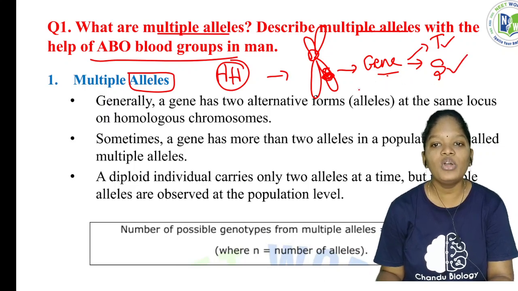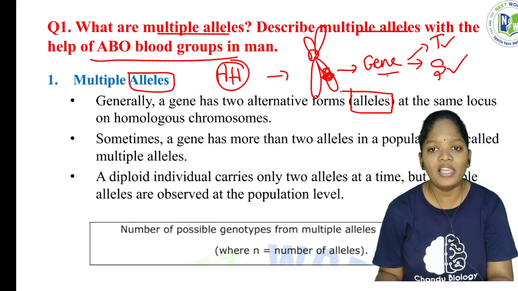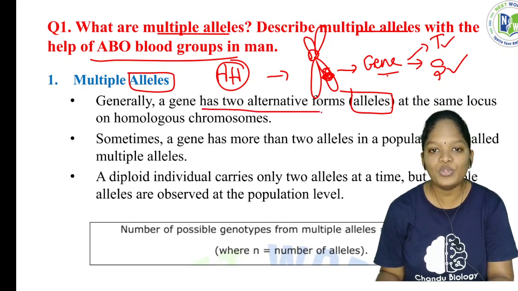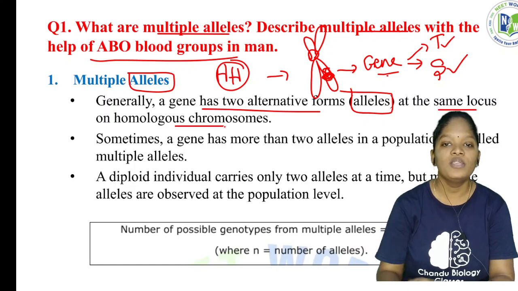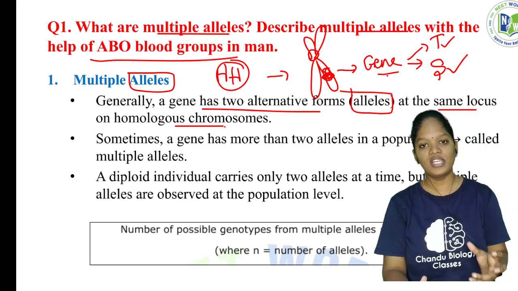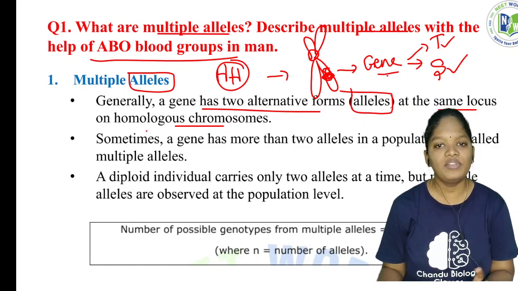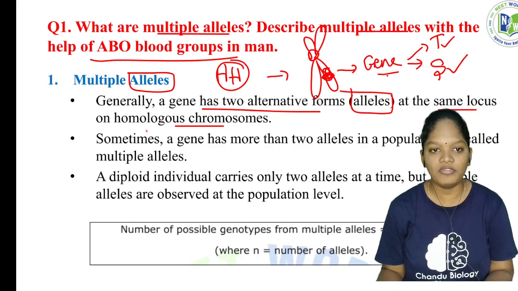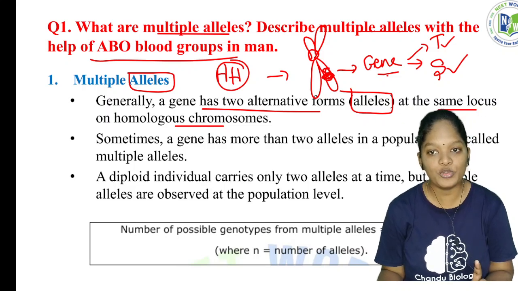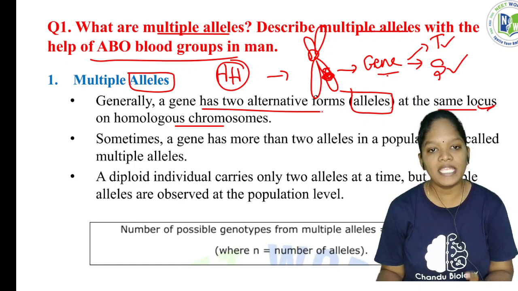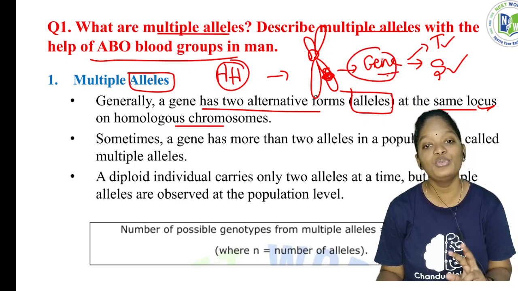You should know alleles are always expressed in pairs. Generally a gene has two alternative forms at the same locus on homologous chromosomes. Homologous chromosomes, in the sense, are structurally and functionally similar. They will be the same size and have the same function, so the gene has to be present at the same position. Locus means same position. So on homologous chromosomes, in the same position, the gene exhibits two different forms.